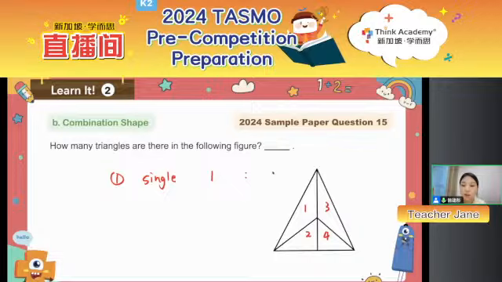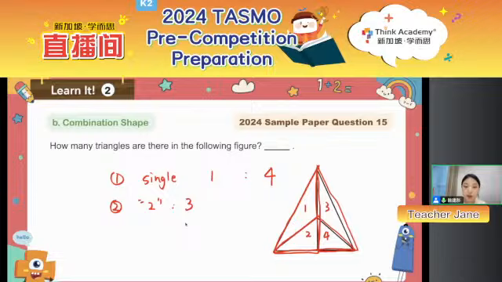So we can see there are 4 single ones. Then we label it here. There are 4. And then the second one, we can count how many triangles are combined with 2 small triangles. So we can count together. That will be 1, and then 2, and then 3, right? 3. So we can see there are 3 triangles that are combined with 2 small triangles, right? Then everyone think about that. Anyone else? Any other triangles?